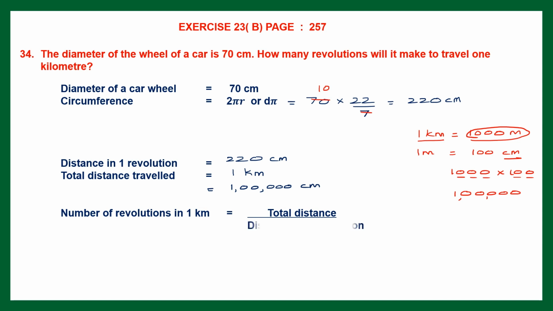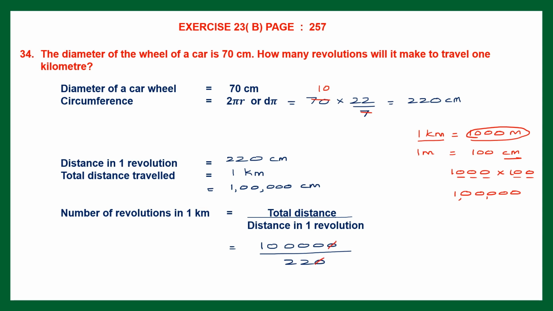That will be total distance by the distance covered in one revolution. So let me repeat that. If you have to find the number of revolutions in 1 kilometer, we have to divide the total distance, that is 1 lakh centimeters, by the distance covered in one revolution, which is 220 centimeters. So let's do that. So here this is 1 lakh, so 1 followed by 5 zeros divided by 220.